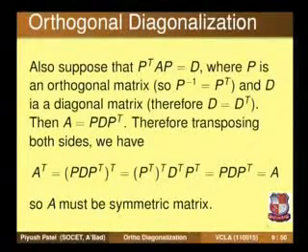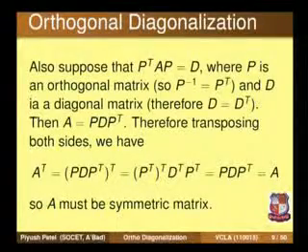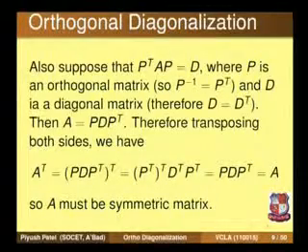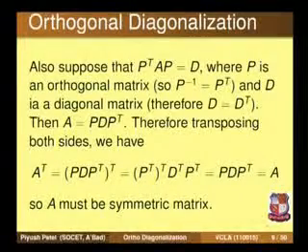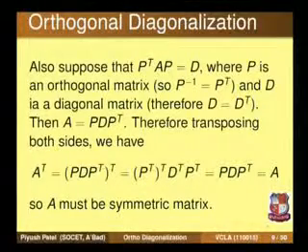Therefore matrix A is equal to PDP transpose, because D is the same as D transpose. Multiplying both sides by P, we get AP is equal to PD, and then multiplying both sides on the right by P inverse, we get A is equal to PDP transpose. Now taking the transpose of both sides, we can verify that A transpose is equal to A.